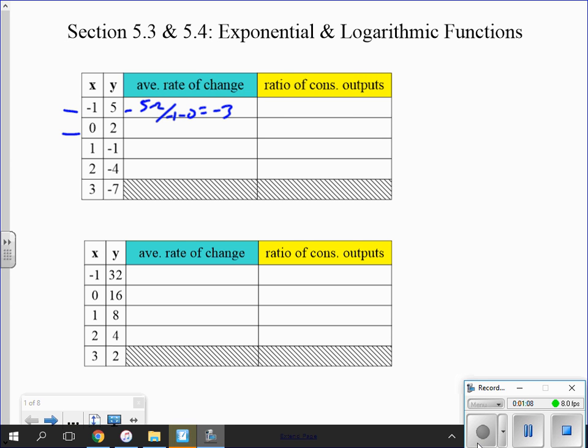In this one, you're dividing the y's. Taking the top one divided by the second one. So I would do 5 divided by 2. On the next one down, I would do 2 divided by 1 and so on. I want you to fill in both of these.